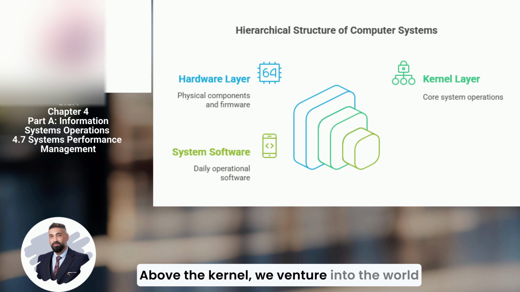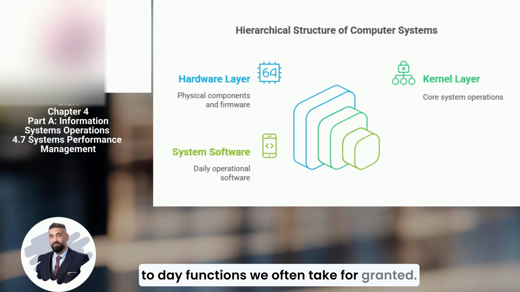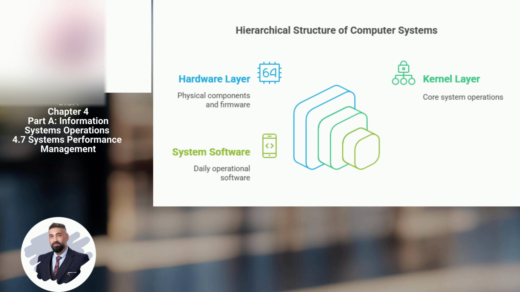Above the kernel, we venture into the world of OS processes, the domain of system software. System software enables computers to perform the day-to-day functions we often take for granted. These tools play an indispensable role in tasks like controlling user access, managing databases, and scheduling jobs. Examples include network management software and job scheduling utilities. But here's the kicker. All this software must be compatible with the computer's operating system, OS.